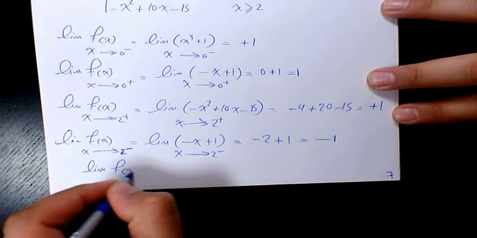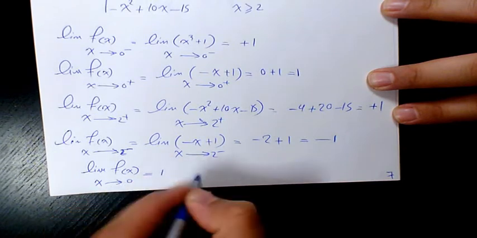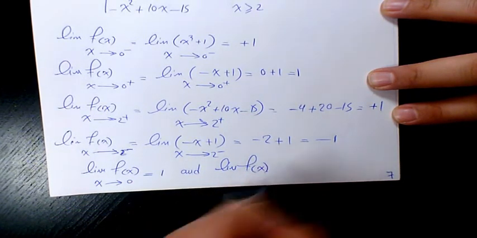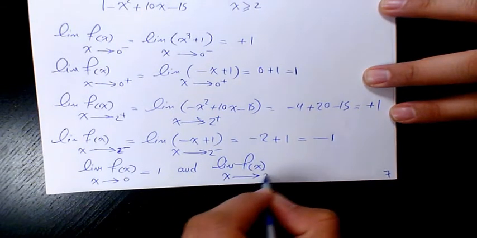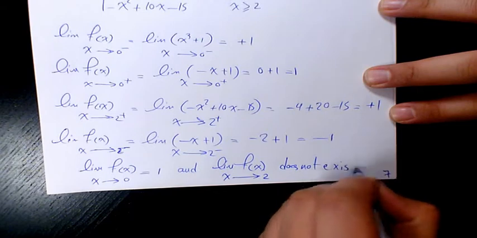So the limit of f of x when x is approaching 0 equals 1, and the limit of f of x when x is approaching 2 does not exist.